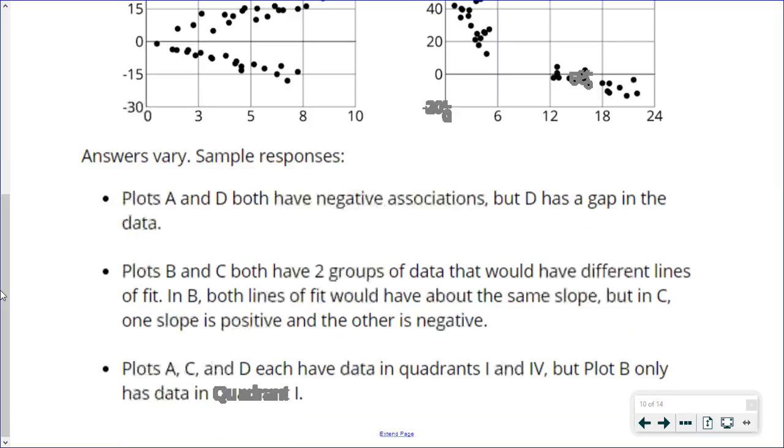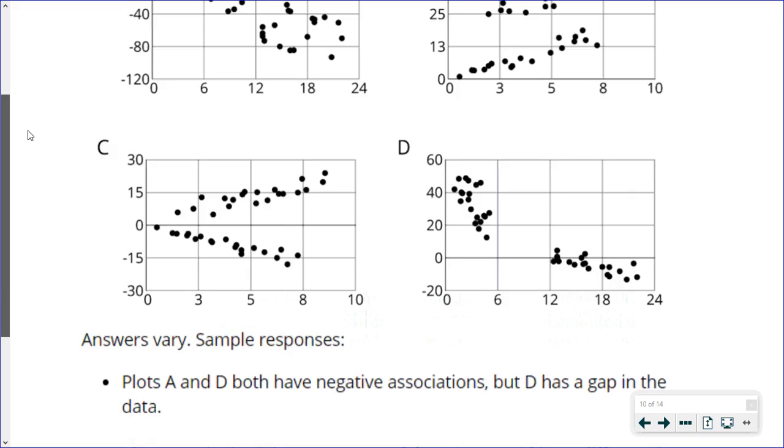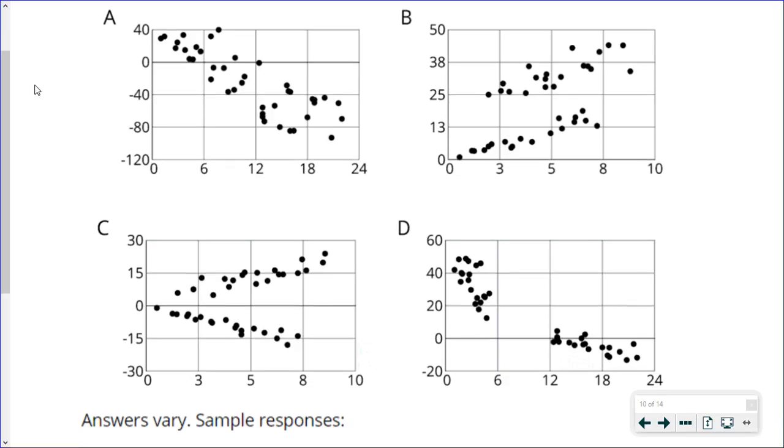Another thing that I noticed was that, when comparing and contrasting, plots B and C both have 2 groups of data that would have different lines of fit. In B, both lines of fit would have about the same slope, but in C, one slope is positive and the other is negative. So, excuse me, let's go back to both B and C. So I'm going to scroll back up. So if you take a look, there almost looks like there can be 2 prediction lines drawn in, right? So here's one. Here I can draw in possibly another.